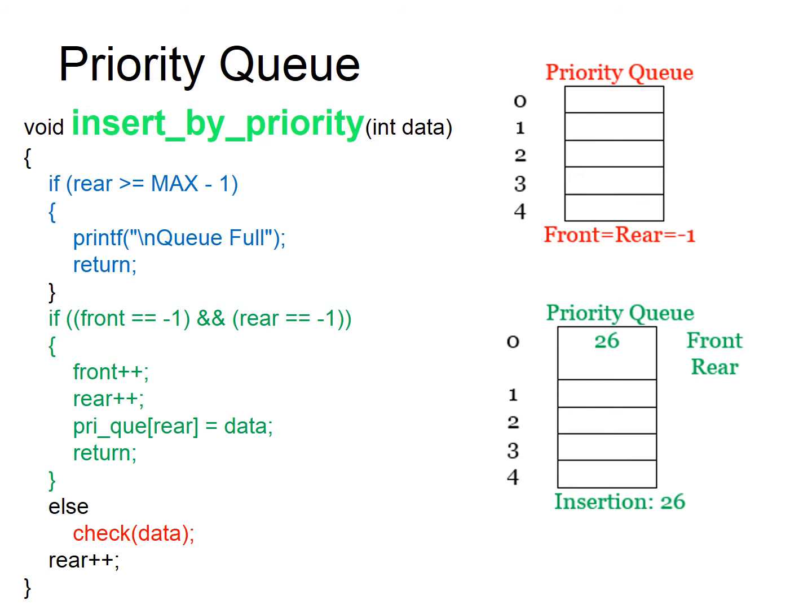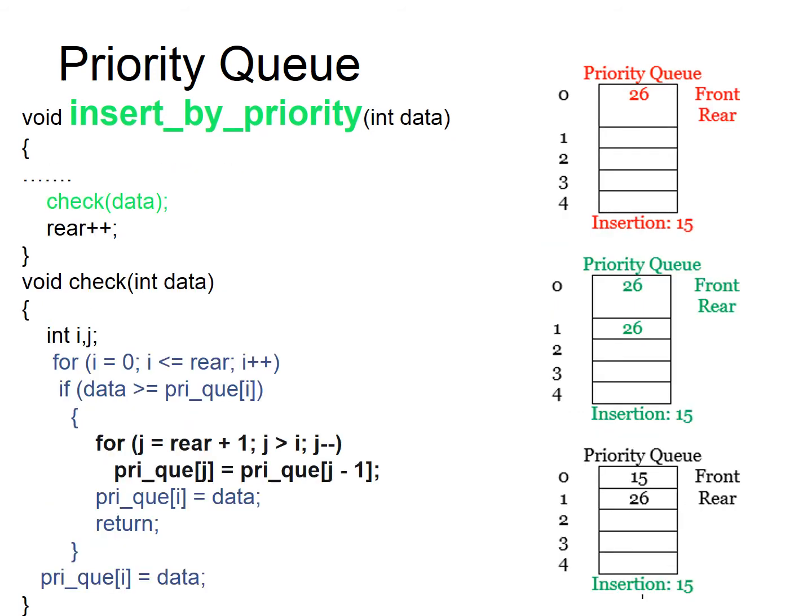So how do I do it? I check my rear whether it is equal to max minus 1. If max is 5 and rear is equal to 4, then my priority queue is full. Otherwise, I will insert the element. If my queue is empty, initially front and rear will be -1. So I just increment front and rear to the 0th position and insert the element in the priority queue.